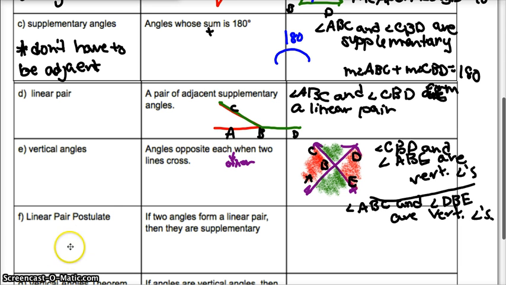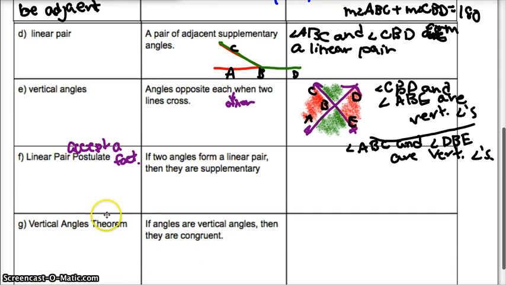The linear pair postulate. Just a refresher, a postulate is something that has to be accepted as fact. You can't question it. Conversely, a theorem is something that can be proven. The linear pair postulate says that if two angles form a linear pair, then they are supplementary.